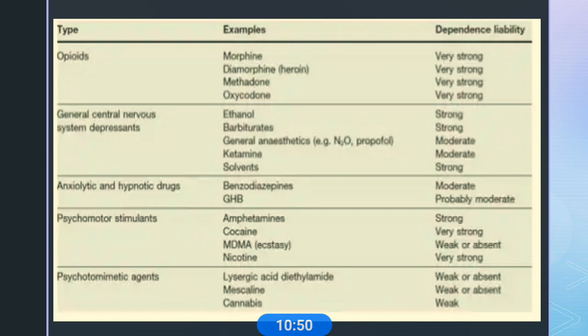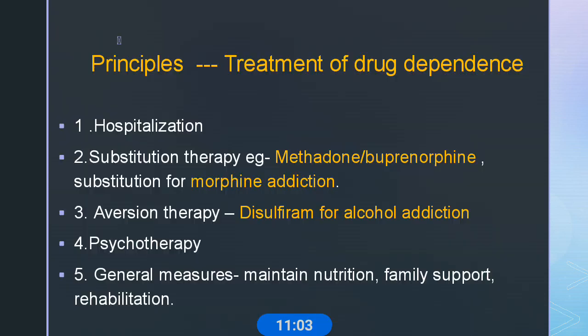The cannabinoid category shows weak dependency, but most studies show that Indians mostly use cannabinoid products such as ganja and charas. What are the principal treatments of drug dependency? There is hospitalization and substitution therapy; in morphine addiction, methadone or buprenorphine is substituted. Aversion therapy for alcohol addiction, where disulfiram is the best choice. Then psychotherapy, and general measures like nutrition, family support and rehabilitation.